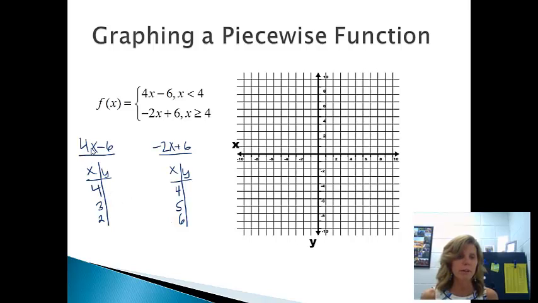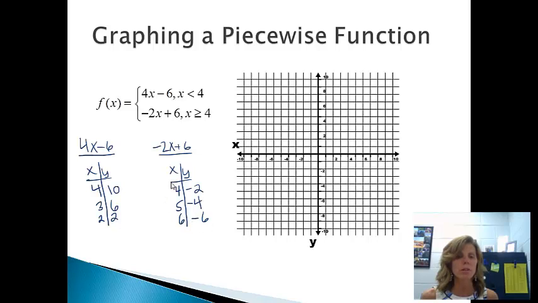So if I plug 4 in up here, 4 times 4 is 16 minus 6 is 10. 4 times 3 is 12 minus 6 is 6. 4 times 2 is 8 minus 6 is 2. All right, and then we'll go ahead into the next one. We'll plug in 4. -2 times 4 is -8 plus 6 is -2. Negative 2 times 5 is negative 10, plus 6 is negative 4. And then plug in 6, negative 2 times 6 is negative 12, plus 6 is negative 6.